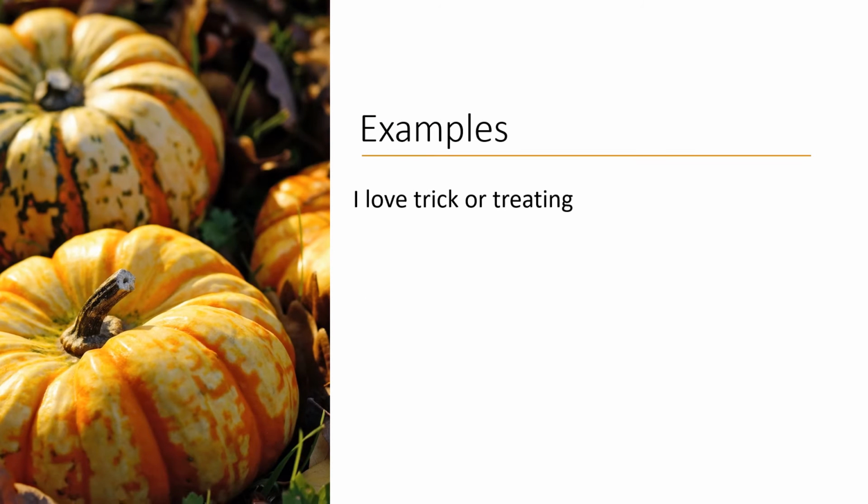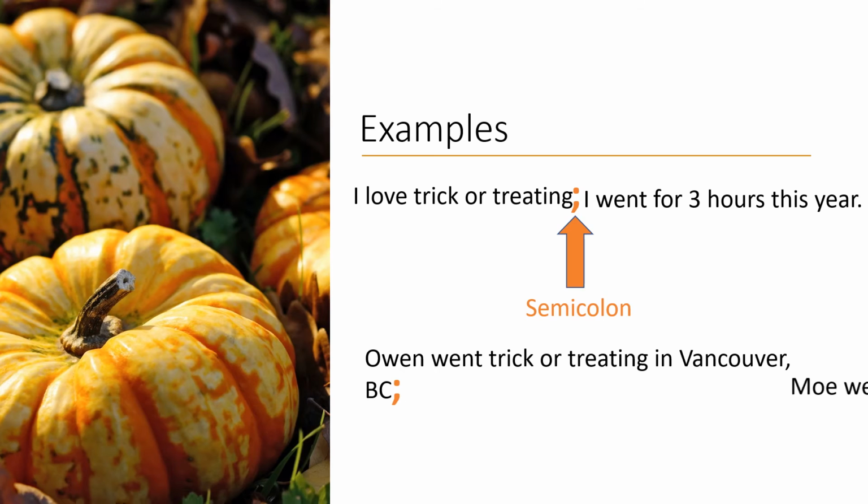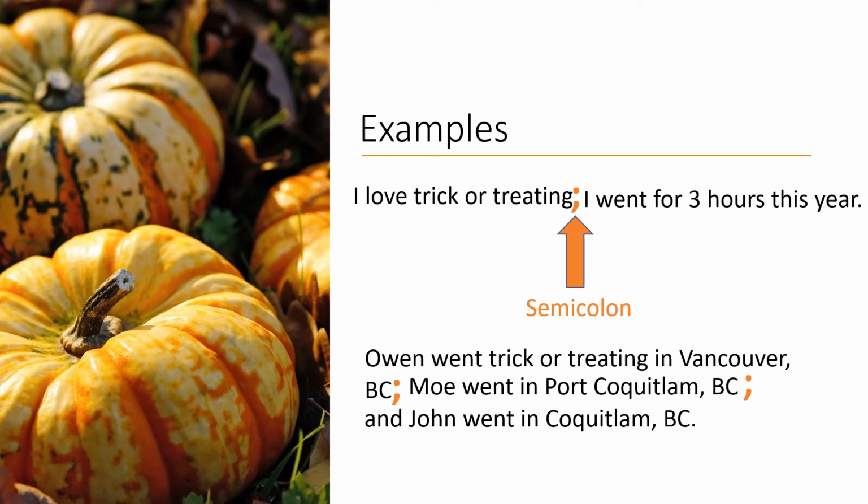Here are some examples. I love trick-or-treating. Here's a semicolon. I went for 3 hours this year. The semicolon here joins the 2 independent clauses together. Owen went trick-or-treating in Vancouver, BC; Noah went trick-or-treating in Port Coquitlam, BC; and John went trick-or-treating in Coquitlam, BC. This is the semicolon here, and it separates the locations to make it more clear.